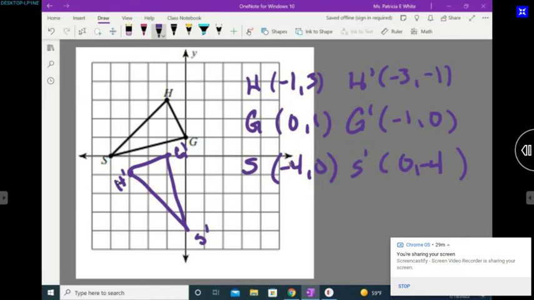Okay. All right. 270. Counterclockwise is going to be the same exact thing as. Y is going to be in front, but you want to change that. All right. Turn your paper over.